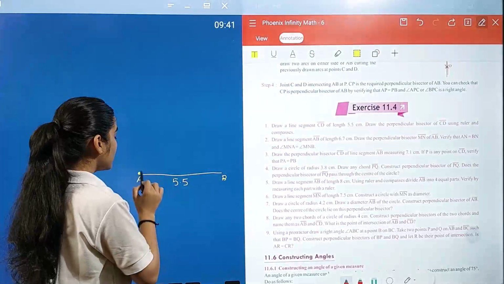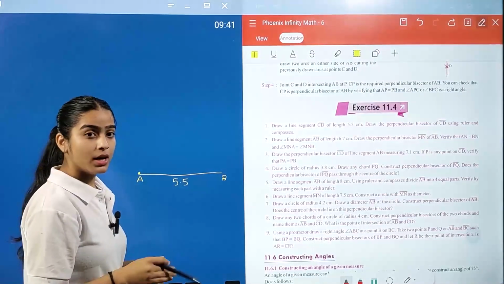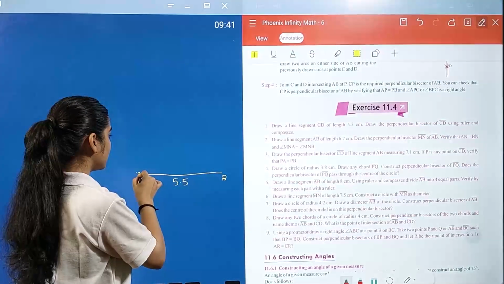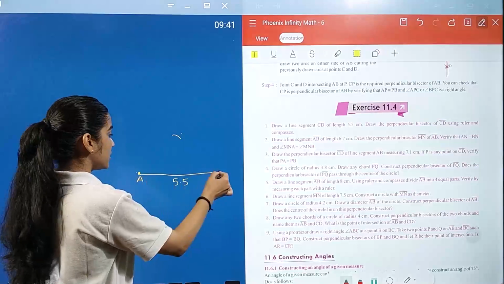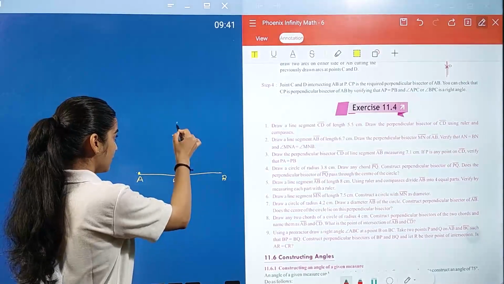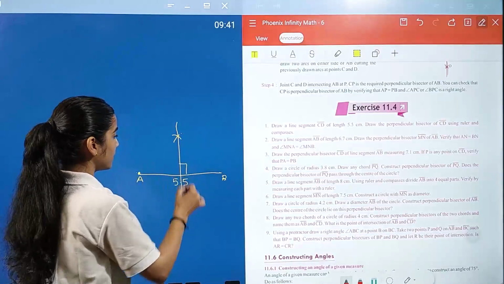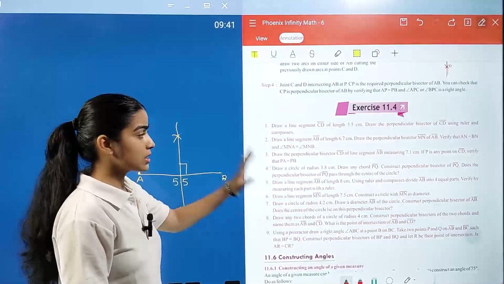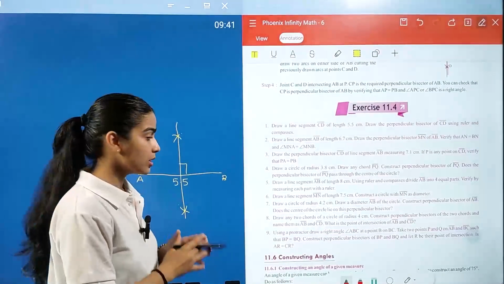You have to open your compass. The difference between your metal tip and pencil tip should be equal to 3 centimeter. After this, you have to mark an arc here by taking A as your center, same here and here, and where these two arcs intersect, just connect them. This is your perpendicular line. So do the same for the rest of the questions you have in this section. Okay, so I hope these steps are clear to you and you can do it on your own.